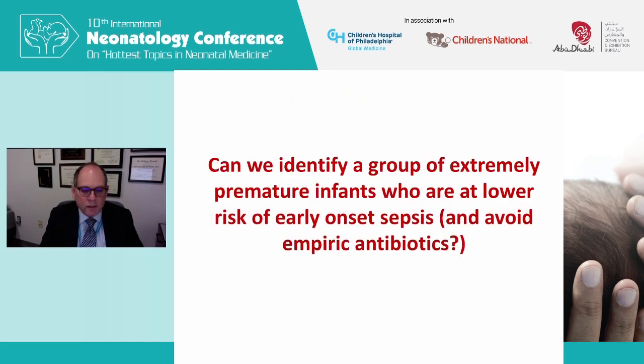So the next obvious question, I think, is to ask, can we identify a group of extremely preterm infants who are at lower risk of early onset sepsis and therefore avoid empiric antibiotics? Most of the work, as Dr. Poland mentioned in his talk, has been focused on identifying the babies who are at highest risk of infection and knowing which babies to treat with antibiotics. And this is the converse. Can we identify a group of babies who are at the lowest risk of early onset sepsis and perhaps not use empiric antibiotics in that situation?